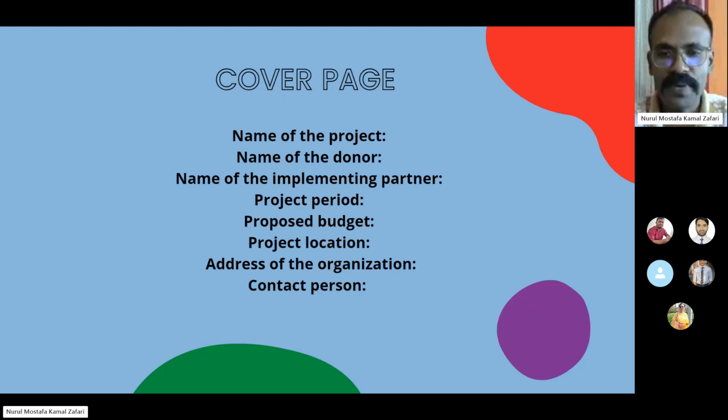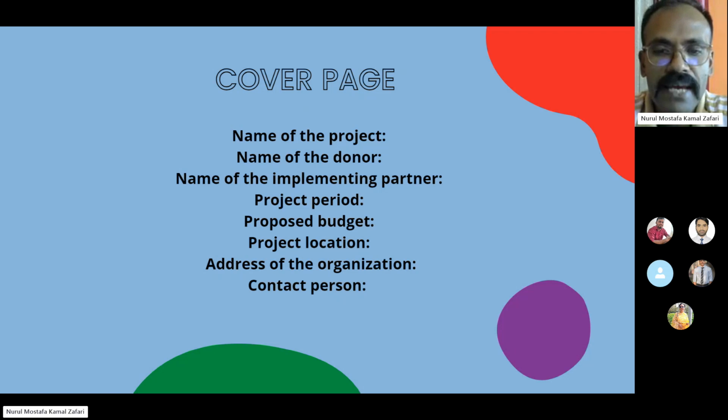Like, the first page can be a cover page of the proposal, where we need to put the title of the project or project's name, the name of the donor, the name of the implementing partner, project period, proposed budget, project location, address of the organization, and contact person. So this is a very short glimpse of the entire project. We don't need to mention any detailed thing, only the short, small terminological things.